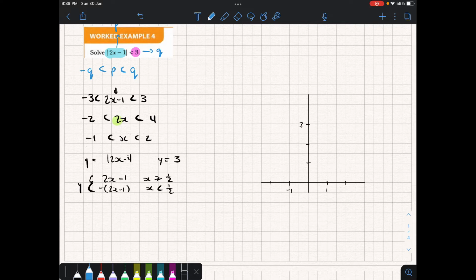And these are two very simple things to graph. So they have the vertex at a half and a gradient of 2. And so they would look something like this. This one is going to go through positive 1. So here we have our two separate parts of the modular equation, right? And we can label this one as y equal to 2x minus 1, and this is y equal to minus 2x plus 1.